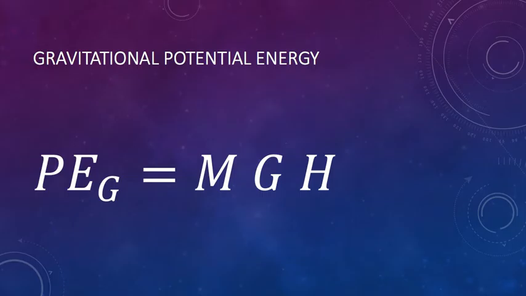Gravitational potential energy: PE_G equals mgh. As noted before, PE_G is a type of energy. This means the units will be in joules. When it comes to mass, the standard unit will be the kilogram. Gravity, we assume generally on Earth, is 9.8 meters per second squared. Then for height we have meters.